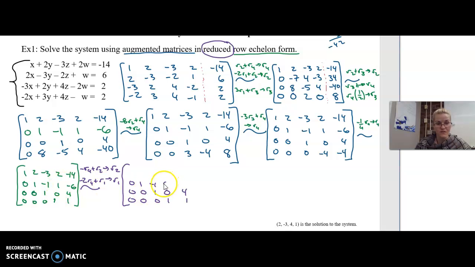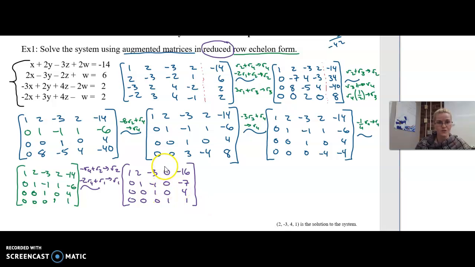Negative 1 and 1 gives me 0. Negative 1 and negative 6 gives me negative 7. And then up here, the 1, the 2, and the negative 3 are going to stay the same. Again, I'm only focusing on zeroing out the fourth column above this one. So negative 2 added to positive 2 is 0. Negative 2 and negative 14 is negative 16.